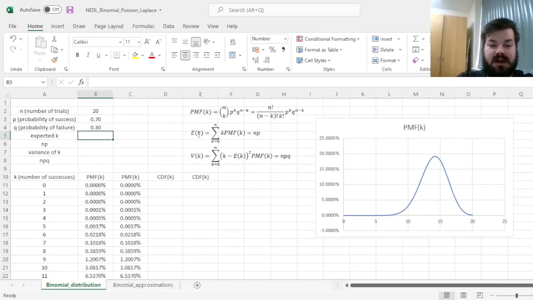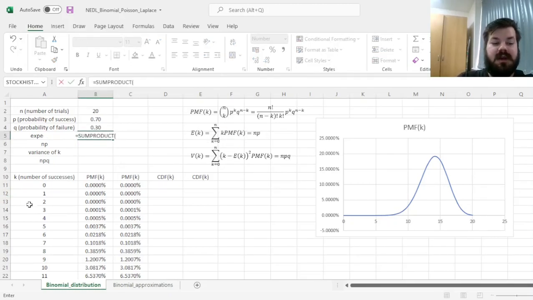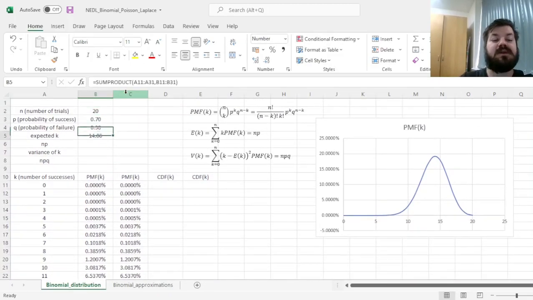So by definition, the expected value of passing students, the expected value of k, is the sum of k's weighted by their probabilities, by their probability mass functions. In Excel, we can implement that using a sum product function, referring to the column of k's and the column of probability mass functions. And we get 14. That is exactly the most likely outcome we observe on the graph and in the table. And it's also the expected, the average outcome, it turns out to be. But is it a coincidence? Turns out it's not.